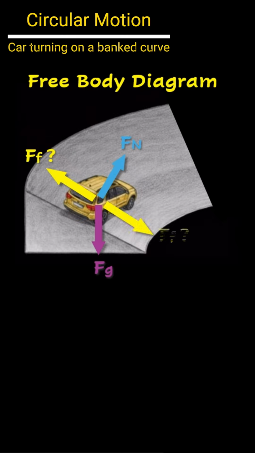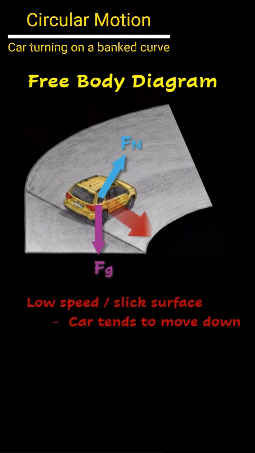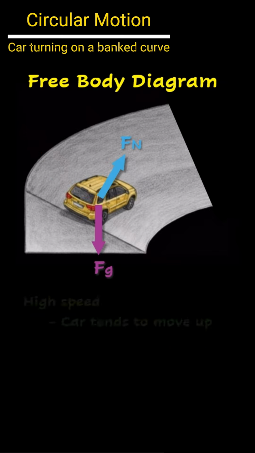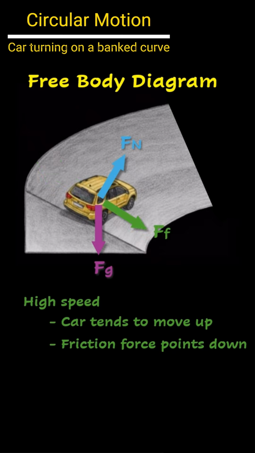We know that the friction always opposes the tendency of motion, right? If the car tends to slip down, friction points up, right? So this is the case when the car drives at low speed: the friction should point up the bank. But if the car tends to slide up or fly away, the friction should point down the bank.